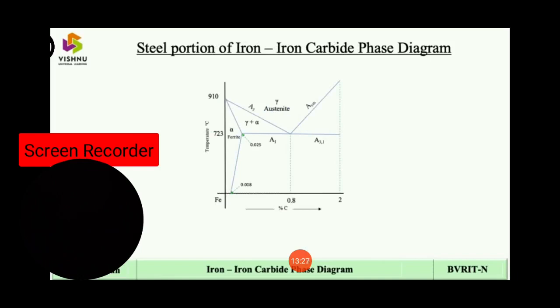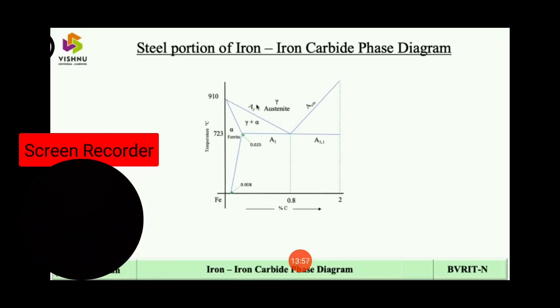Now, the steel portion of the iron carbide phase diagram. When we separate only the steel portion of the iron carbide diagram, this is somewhat what it looks like. And in this, we have only focused on the temperatures from where austenite is transforming, and the carbon ranging from 0 to 2% of carbon. Like we already discussed, up to 2% of carbon is called steel.